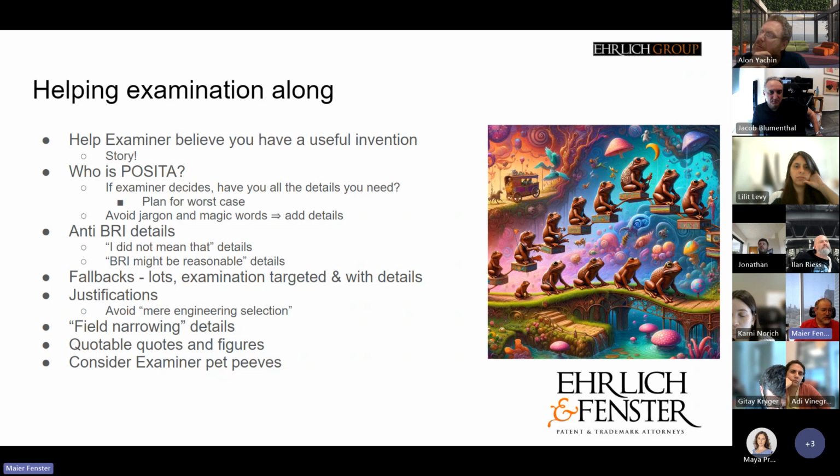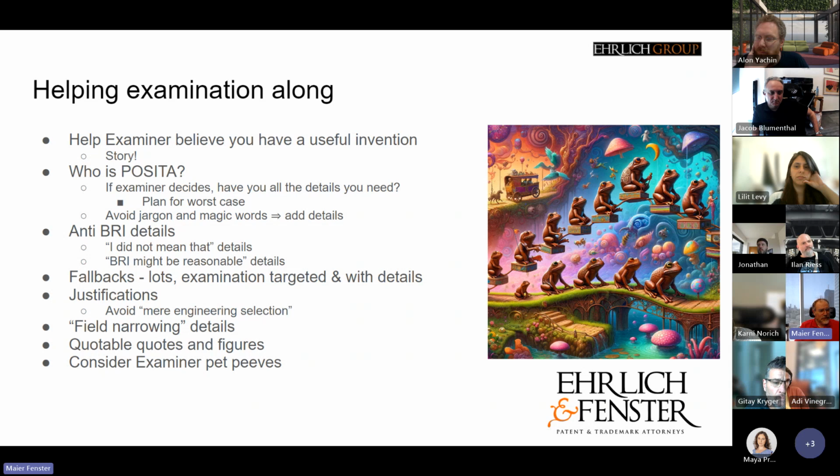It also means that you should avoid using jargon and magic words. Doesn't matter if everybody knows what they mean. But if you avoid using jargon, you have to add details to explain what you mean when you say smooth surface. What is a smooth surface when we talk about chocolate? Okay, it could be that Nestle knows exactly what it means, but regular people need a better definition.